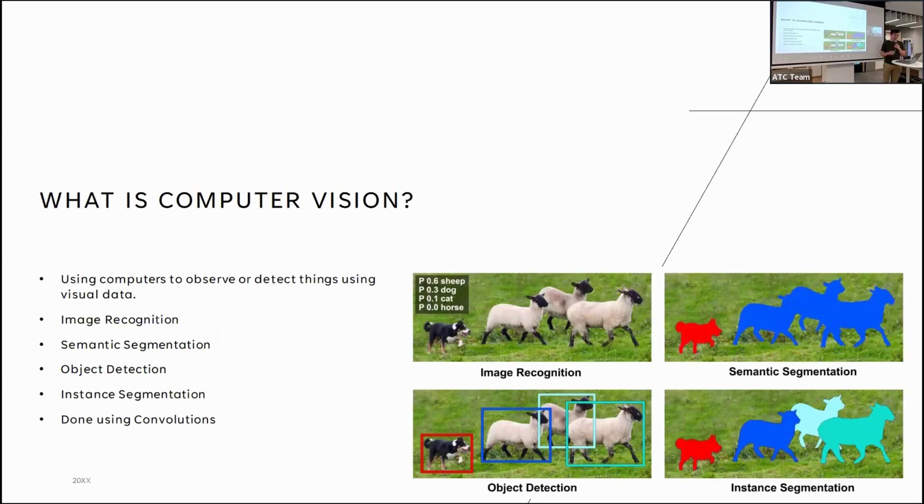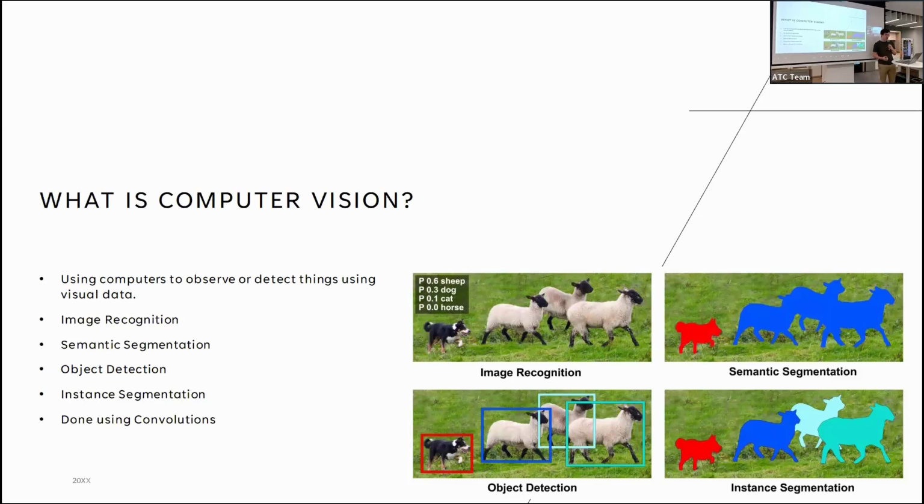So there's a few different types of computer vision. The first type is image recognition, where you're just given some image and you need to say dog, cat, hot dog, not hot dog, etc. Then you have semantic segmentation, which is similar, but instead of doing the entire image, you need to do it for each pixel. So in this image, all the sheep pixels have been classified as sheep, and the dog pixels have been classified as dogs.